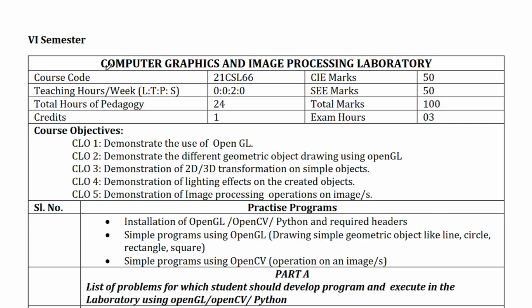The code for the Computer Graphics and Image Processing Laboratory is 21CSL66. It is a practical course with 0 hours of lectures, 0 hours of tutorials, and 2 hours of practical sessions per week. The total hours of pedagogy are 24, and the course carries 1 credit. The continuous internal evaluation (CIE) carries 50 marks, while the semester end examination (SEE) carries 50 marks, with a total of 100 marks. These are the course details.